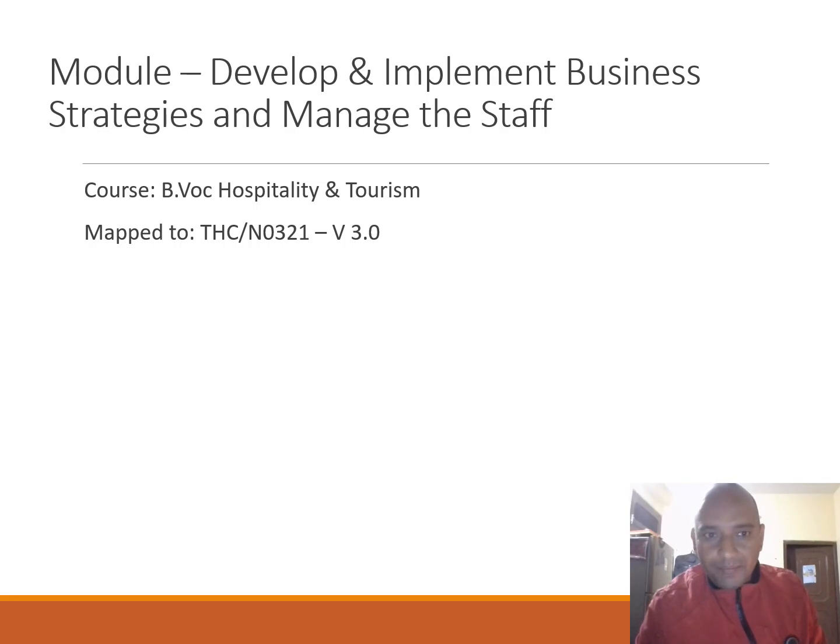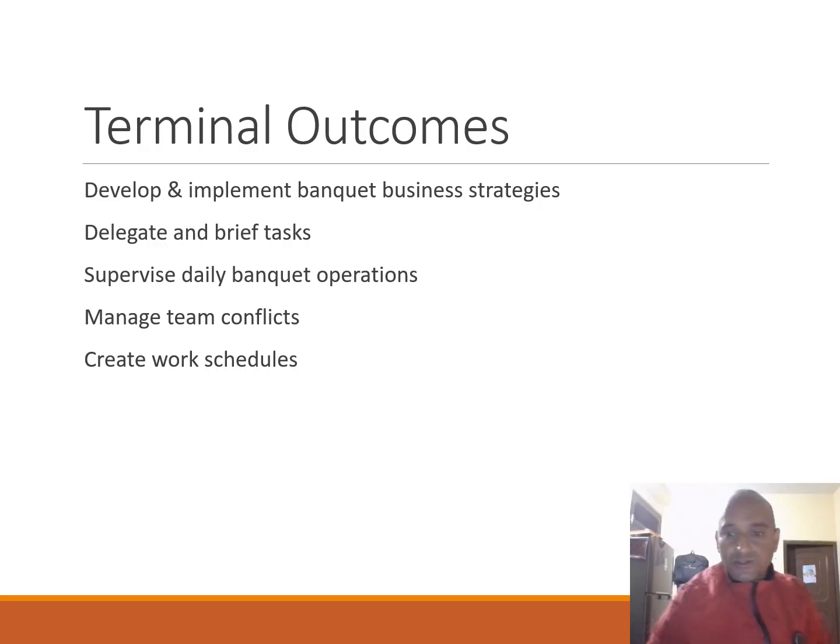Today I came with the module Develop and Implement Business Strategy and Manage the Staff. This is part of vocational studies. We work in hospitality and tourism as well, which is mapped with THC and 0321 V 3.0. So the terminal outcomes will come with this: develop and implement banquet business strategies.